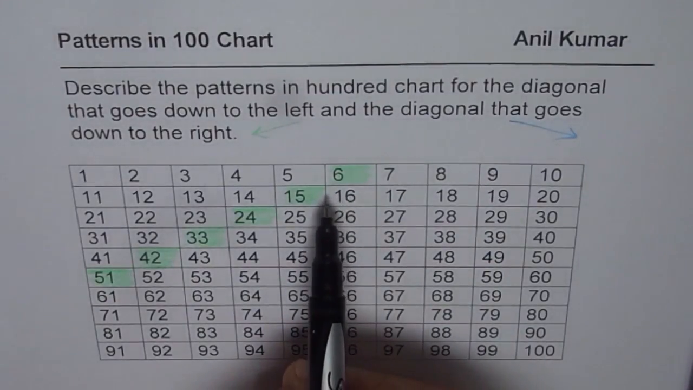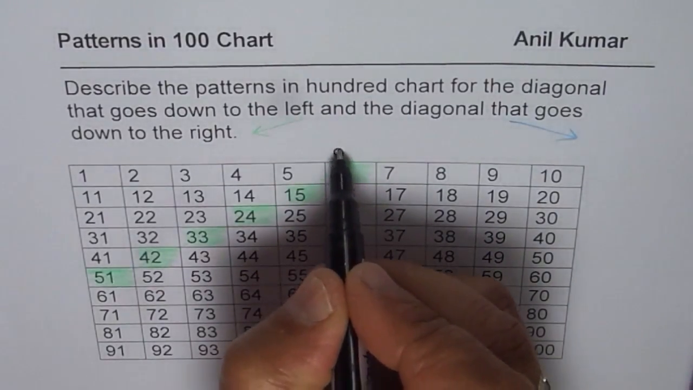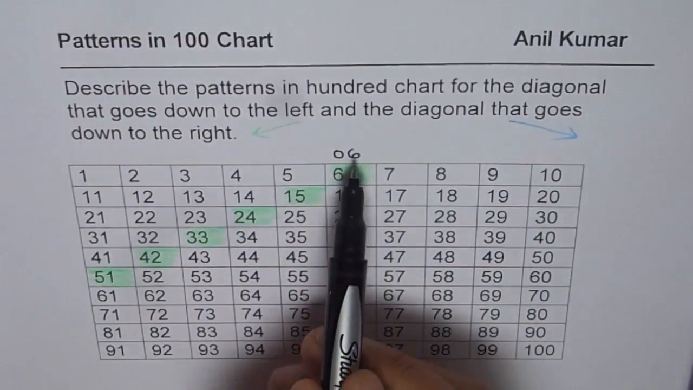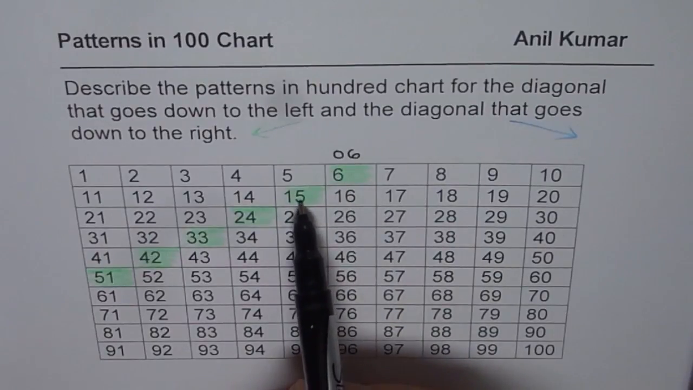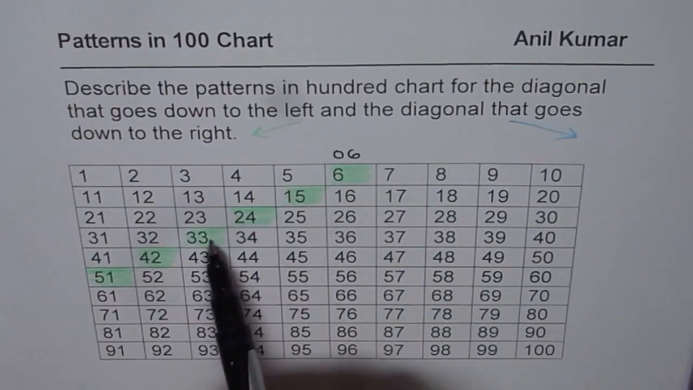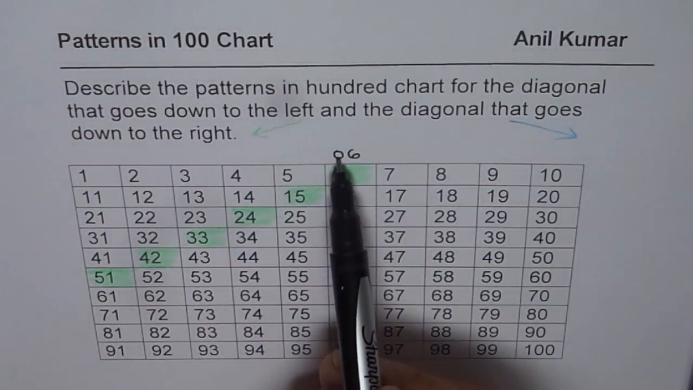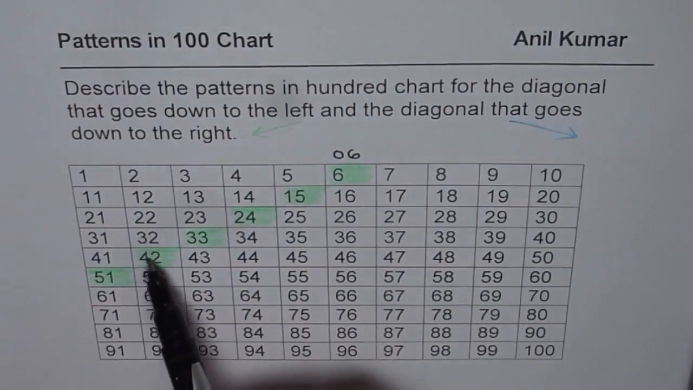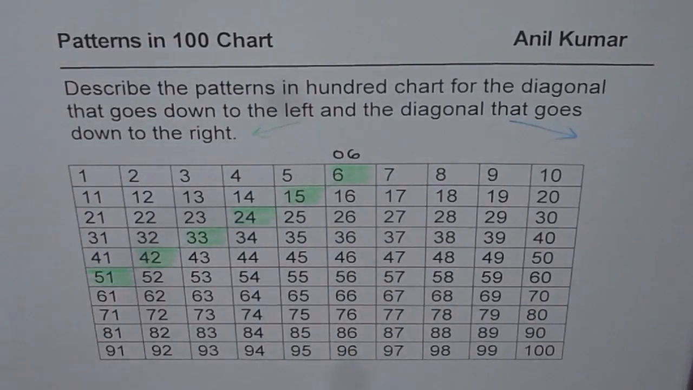Now what you note here is that the ones place, 6 could be written as 0, 6, correct? 6 is ones place, 0 is tens place. So numbers in ones place are decreasing, 6, 5, 4, 3, 2, 1. The numbers in tens place are increasing, 0, 1, 2, 3, 4, 5. So if I just write 6, it means ones place is 6 and tens is 0. So that is one pattern you see, right? Can you observe any other pattern?